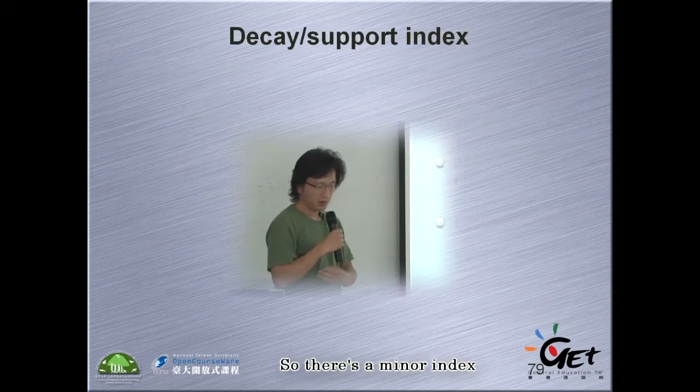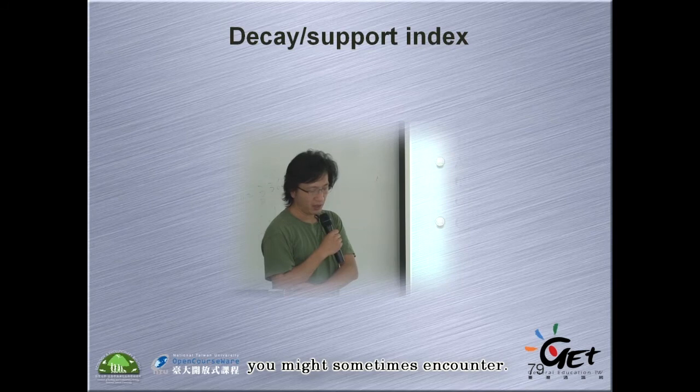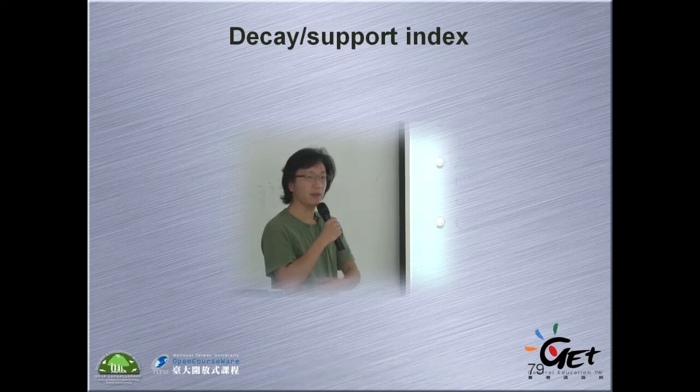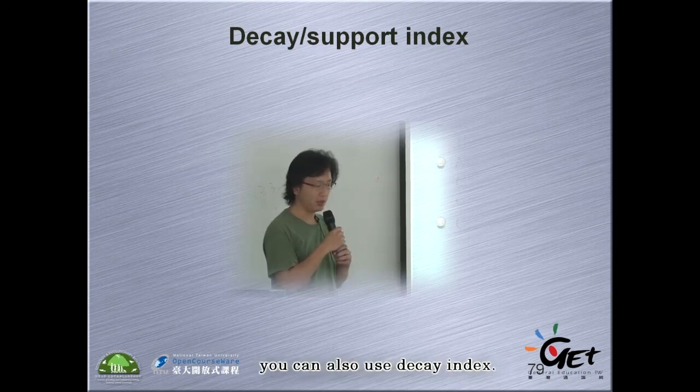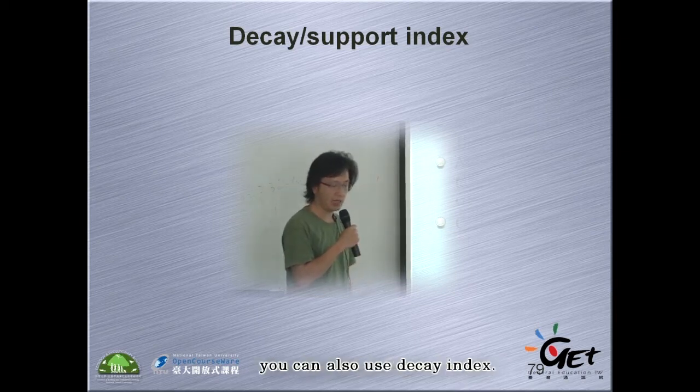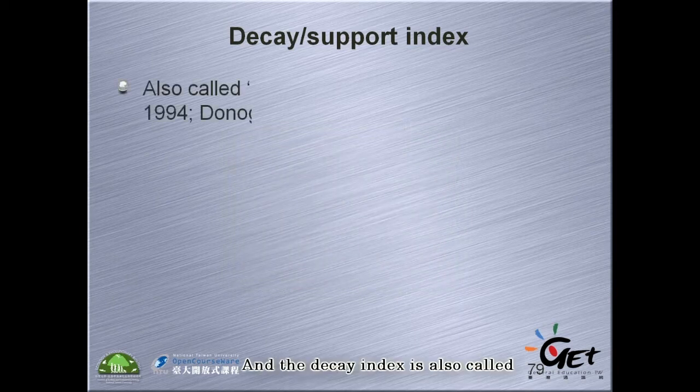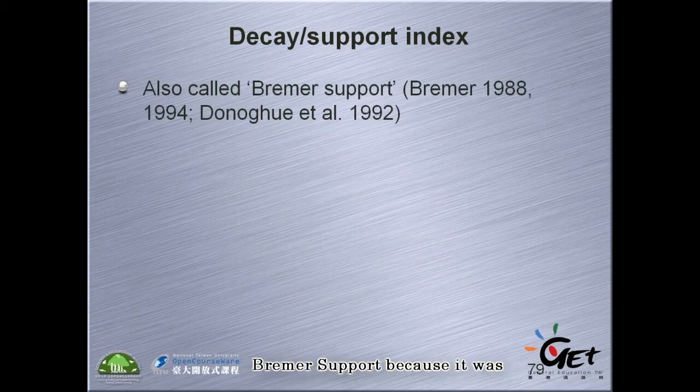There's a minor index you might sometimes encounter, mostly for morphological data, but you can also use this decay index for molecular data. The decay index is also called Bremer support because it was proposed by Alan Bremer, and was called Bremer support by Michael Donoghue. I think it's better to call it the decay index anyway.